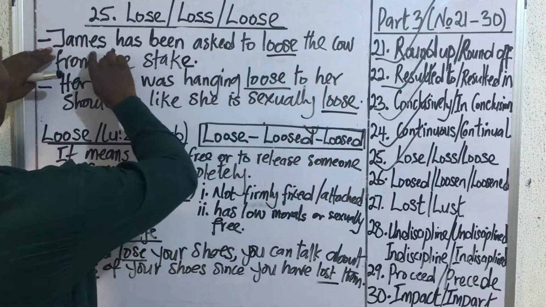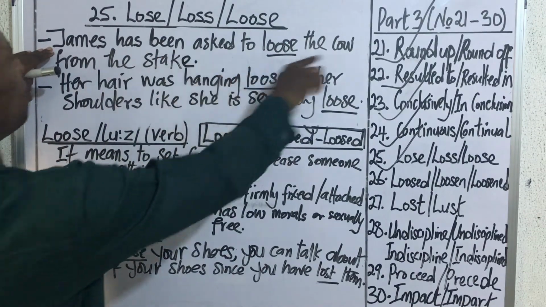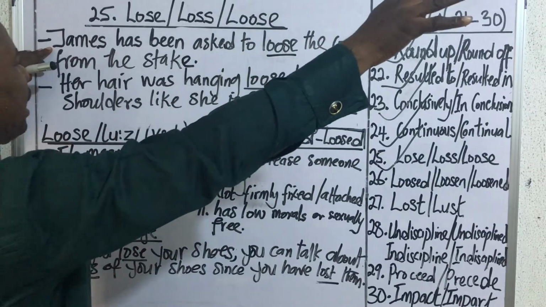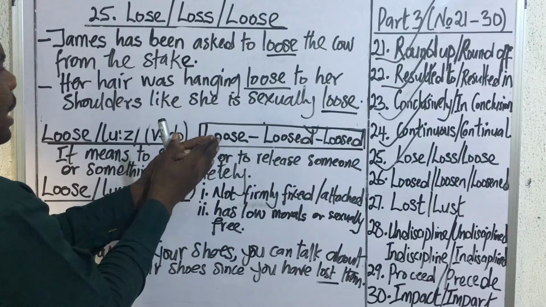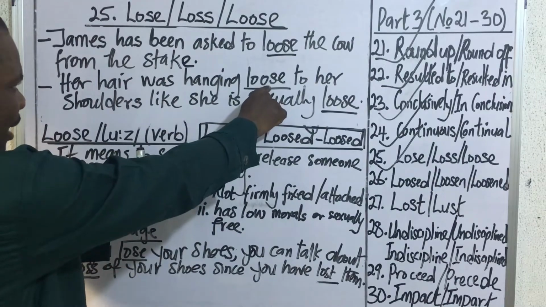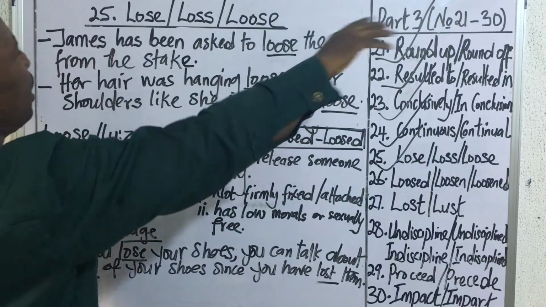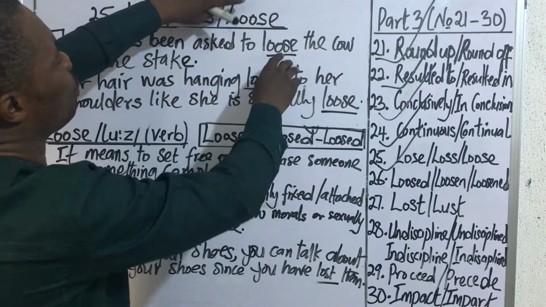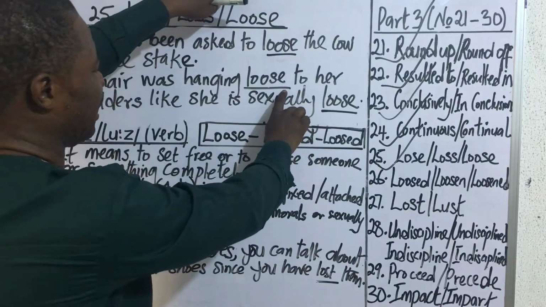It's different from the way you can use loose as a verb. James has been asked to loose the cow. Break it free and let it go. Oh, the hair is loose. That is not firmly packed. That is an adjective. But loose the cow, break it and let it go. That is as a verb. So these are the ways you can use loose, both as a verb and as an adjective.